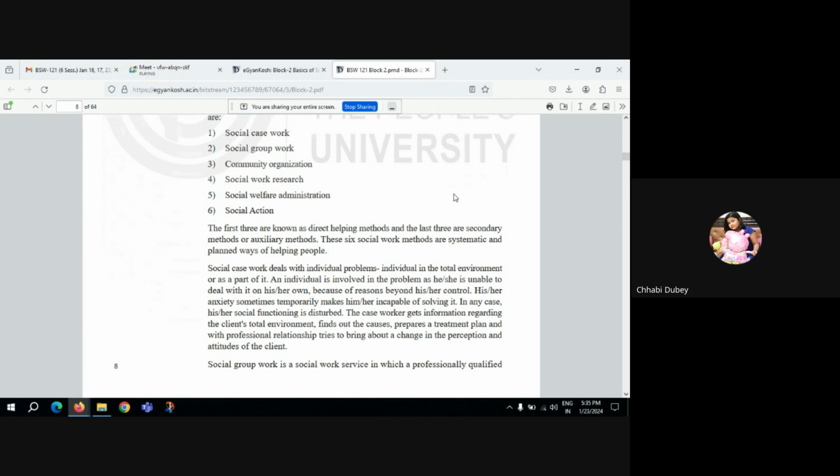And community organization requires working with the larger community. That community could be a village community, a neighborhood, or any kind of community that exists. When you are working with a particular community and mobilizing it to help solve its immediate problems, this is what is known as community organization.